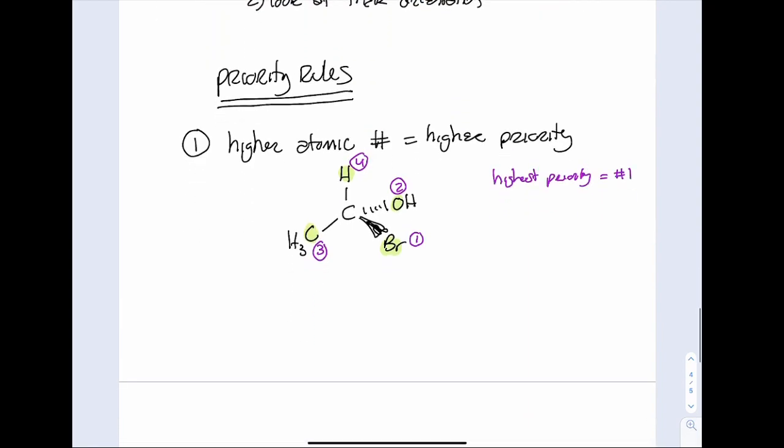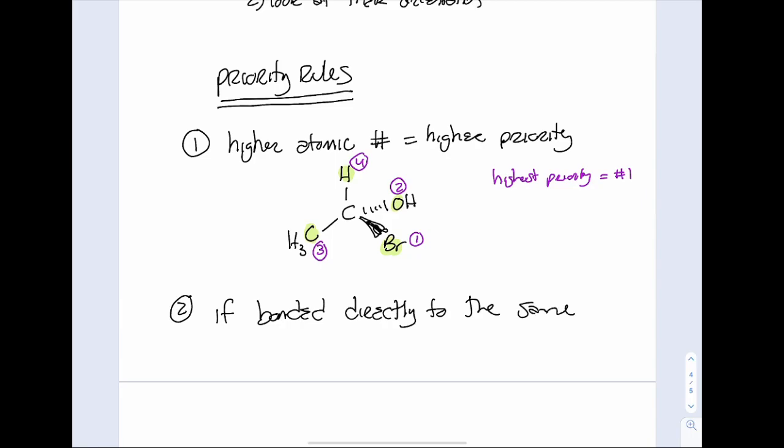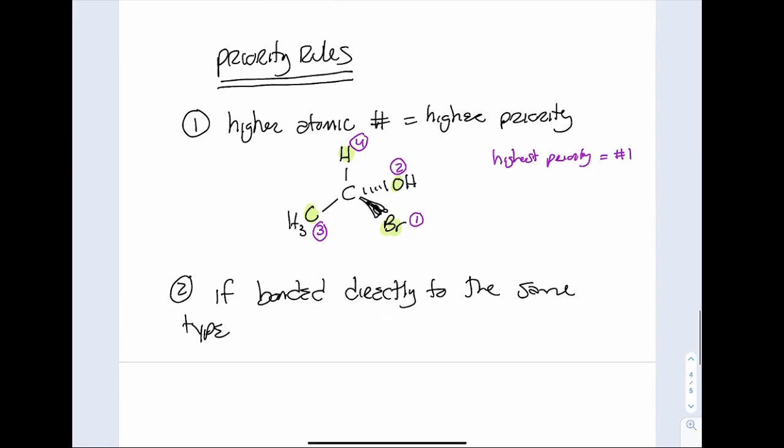My second rule, if the atom that the chiral center is bonded directly to is the same, then we're going to go out and look at the next atom. If that's the same, then you look at the next atom. So just keep going out until you see a difference. So if bonded directly to the same atom or same type of atom, if it was the same atom, we'd have a double bond, and then it wouldn't be a chiral center. We're going to look at the next atom.